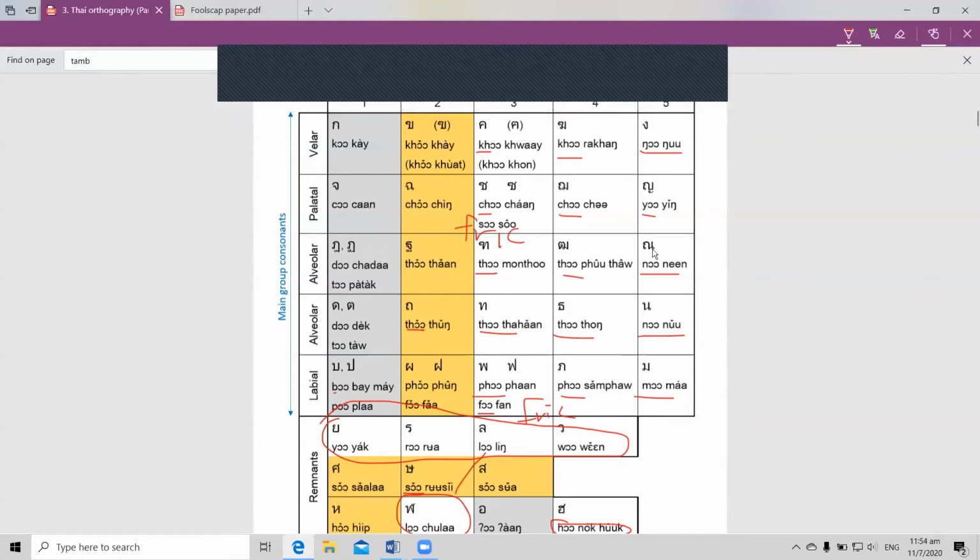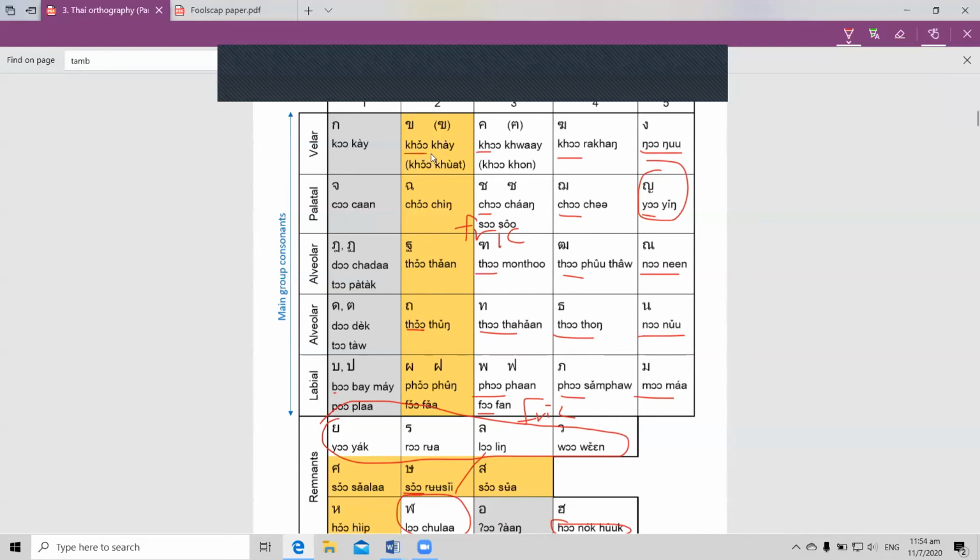So if you compare, you'll find that the nasals are all in group 5, except for this one. This is a glide, a semi-vowel. The liquids and glides are all low-class consonants. All right. What about the obstruents, the stops and the fricatives? For the low class, you will find that they are the same as the high class ones.